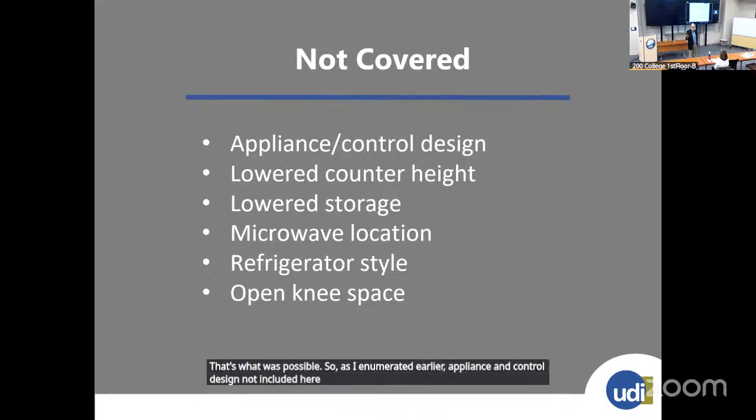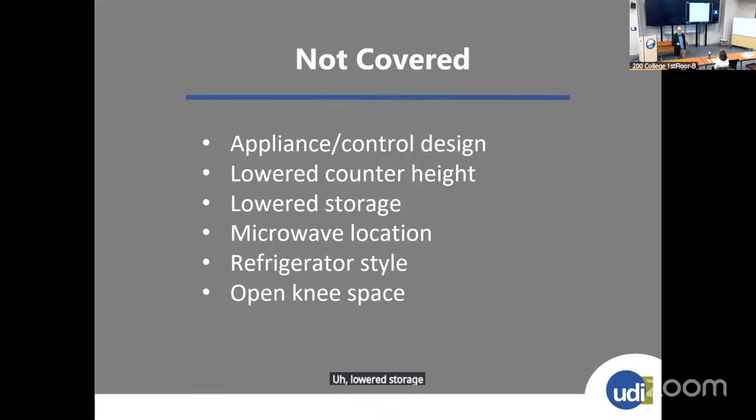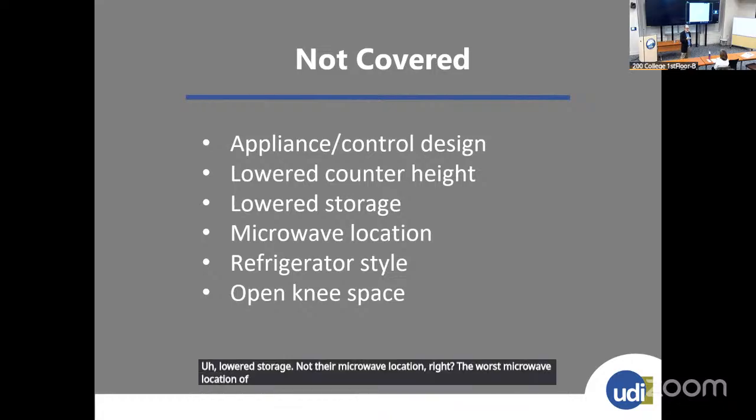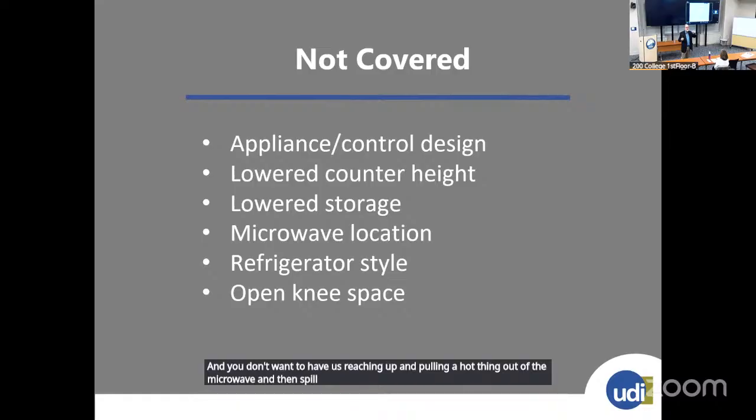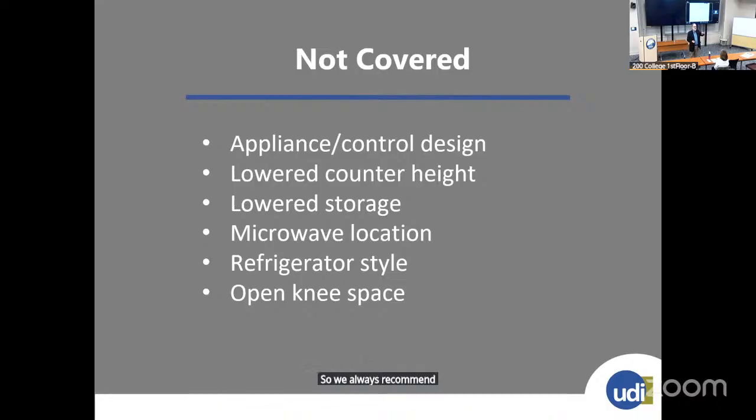So, as I enumerated earlier, appliance and control design is not included here. Lowered counter height is not part of the kitchen area. Lowered storage, not there. Microwave location, right? The worst microwave location of all is the place that's usually in most homes. Where's your microwave? Above the stove. Above your stove, right? In my house, above the stove is bad because, especially for older people, the older you get, the shorter you get. And you don't want us reaching up and pulling a hot thing out of the microwave and then spilling it on top of ourselves. Much less if you are operating from a seated position, you can't do it at all. So we always recommend other locations for microwaves.